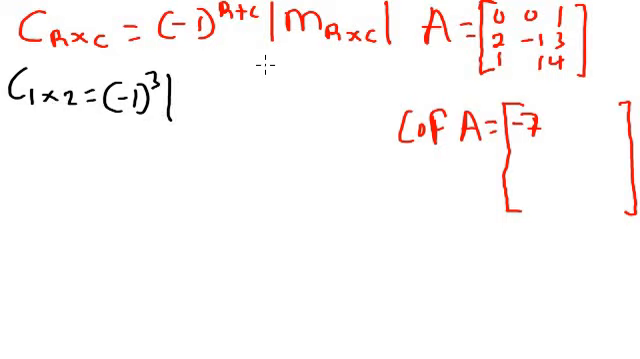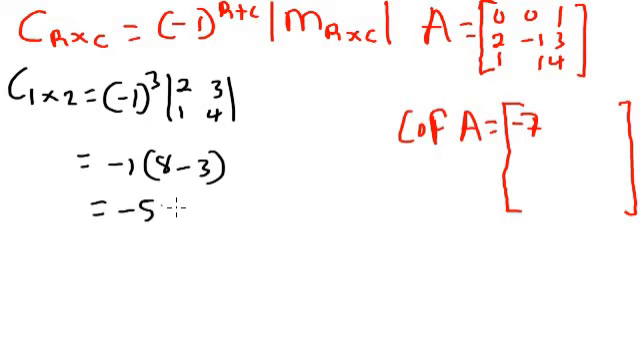Now, what will be the minor matrix of the element with this dimension? So let's eliminate the first row and second column. So we are left over with 2, 3, 1, 4. Simplifying this, we have negative 1, because negative 1 to the power of 3 is negative 1. 2 times 4, that's going to be 8. And then 1 times 3, that's 3. So we're subtracting that. Left over is negative 5.